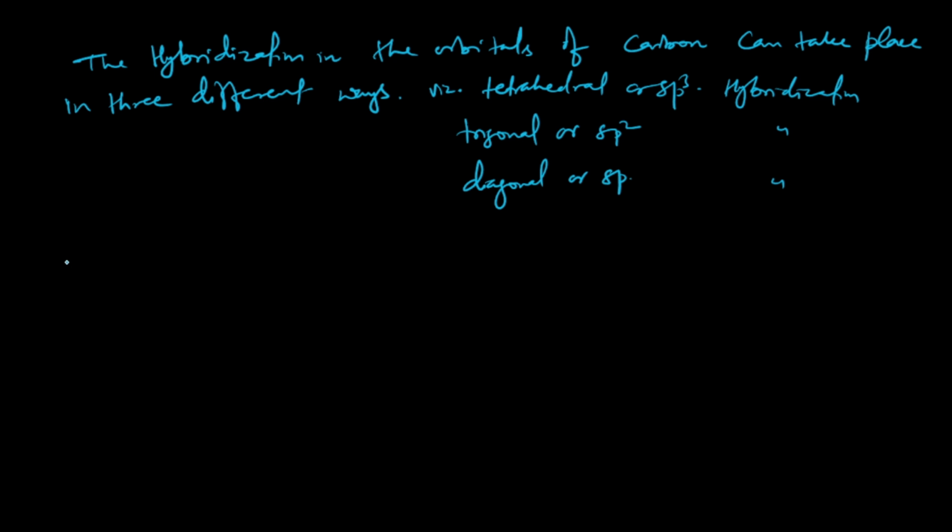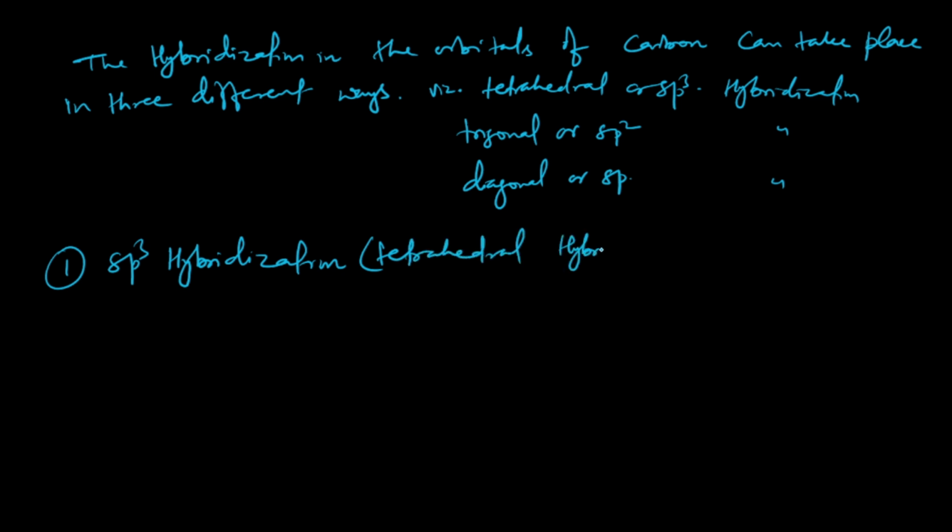Correct? So first we'll start with sp3 hybridization, or we call it tetrahedral hybridization, correct? In this tetrahedral hybridization, as I told you, if it is sp3, by seeing the hybridization model only, you can say how many s and how many p have participated and how many sp3 orbitals it has formed. In a non-scientific way, I'm telling, see here 1s and 3p.